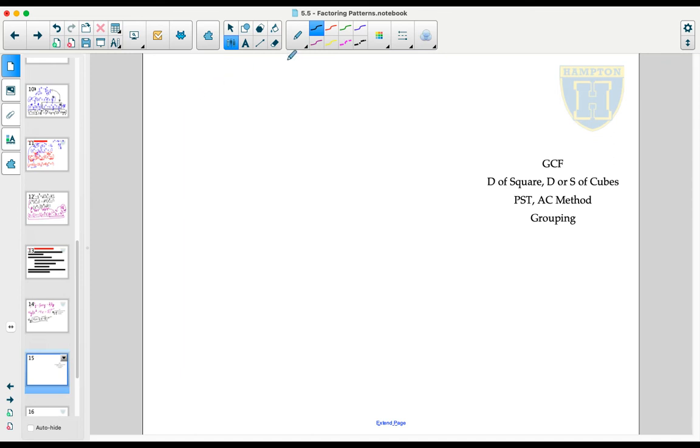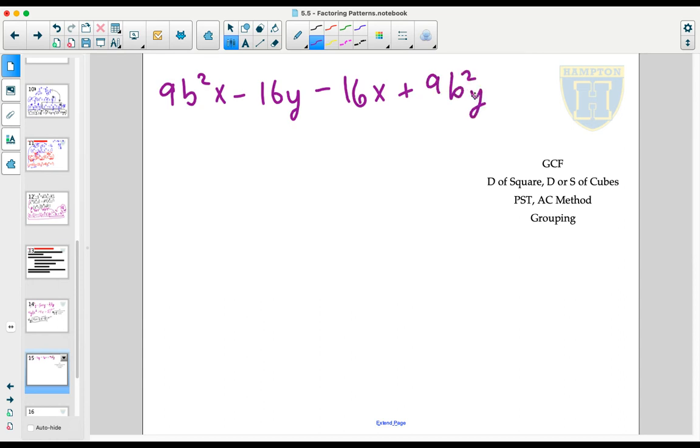Trying another one, and this one's going to have to engage a little bit more creativity. 9b squared x minus 16y minus 16x plus 9b squared y. We look across the 4 terms and we don't see a greatest common factor. 9, 16, 16, and 9 do not share any common factors.